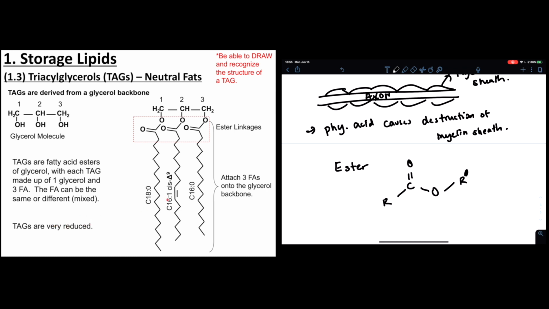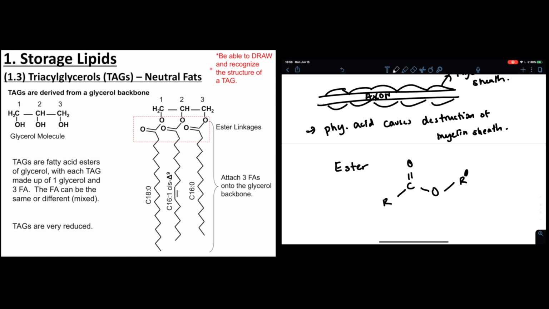And so TAGs, they're very reduced, meaning that they have a lot of electrons that can be potentially taken away from them, okay? Because you can think about all the different covalent bonds that are in the structure. And what you learned about in Biochem 202 and Biology 201 is that you can take electrons from a structure and then donate them to NADH or FADH2 to generate more energy through oxidative phosphorylation, okay? So when it says TAGs are very reduced, it just means that there's lots of electrons you can steal from here that could potentially be used in the electron transport chain to make more ATP.